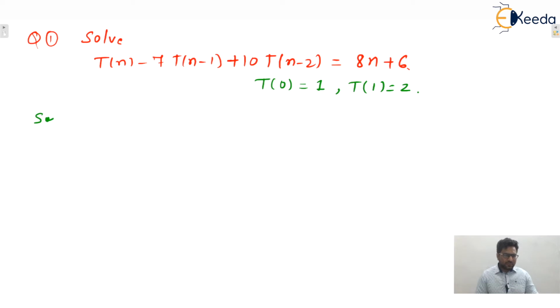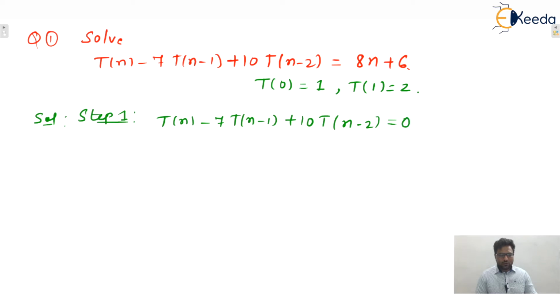So in the solution, step 1, isn't it? Step 1 is what? Put the right hand side equal to 0. Whatever the remaining part is, that will be the homogeneous, and put it equal to 0. So here write the characteristic equation, so it becomes t squared minus 7t plus 10, or not? Yes or no? I explained in the last lecture.